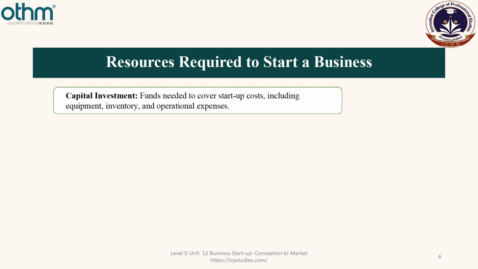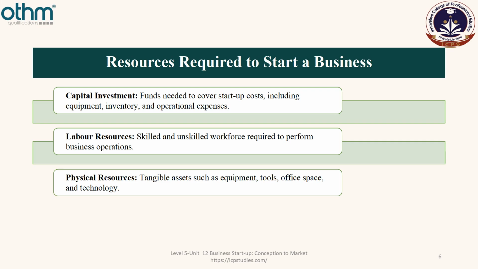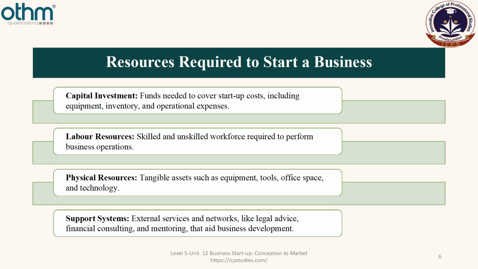The first one is the capital investment, in which we need funds to cover the startup costs, which include equipment, inventory, and operational expenses. Then we have labor resources, which include skilled and unskilled workforce required to perform business operations. Then we have physical resources, in which there are tangible assets, for example, equipment, tools, office space, and technology. And then we have support system, which include external services and networks, for example, legal advice, financial consulting, and mentoring that help in the business development. Now we will move forward toward the next slide.